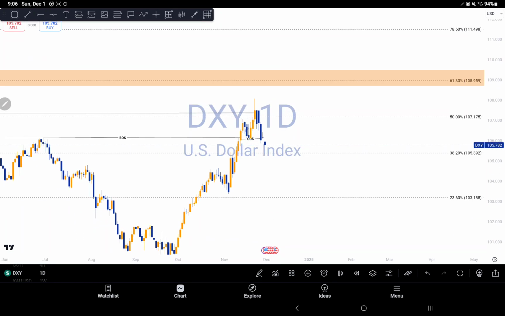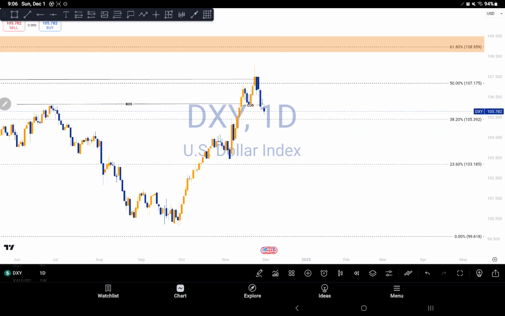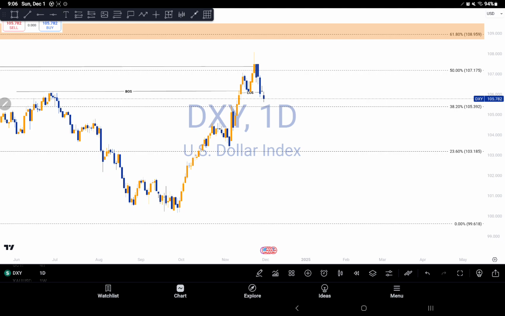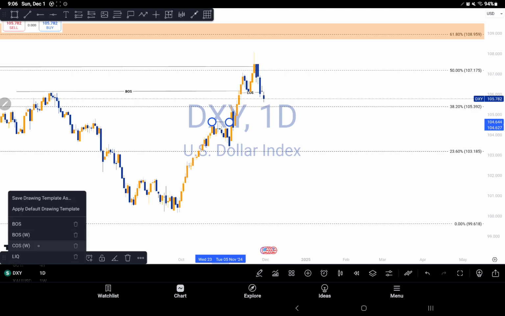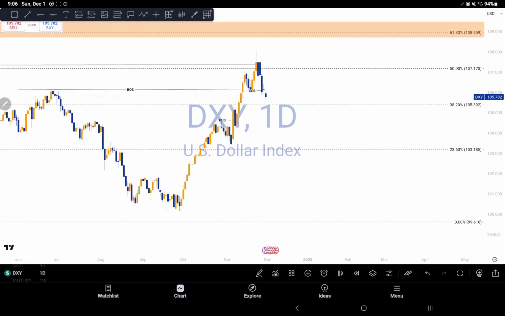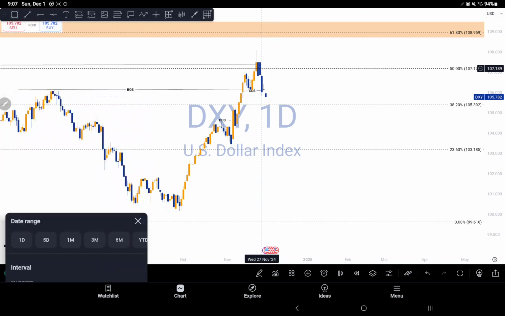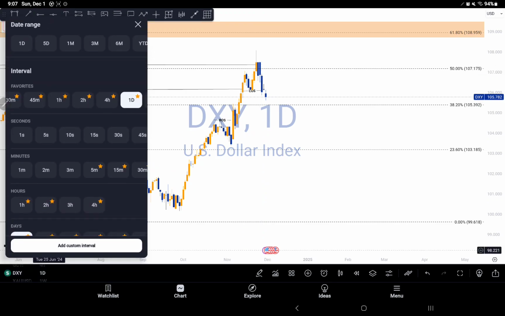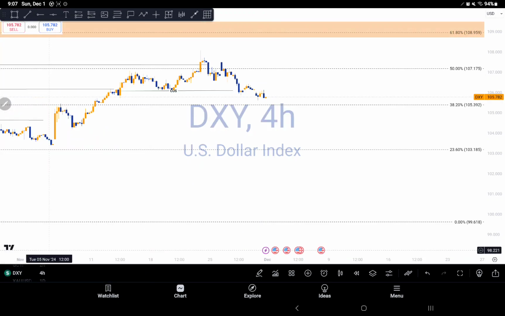So now let's see. We have an internal break of structure as well. So if you do this internal break of structure, this is the current price. We have this break of structure as well. There's another break of structure here, but I'll go to a smaller time frame to look at it further. Let's go to our 4 hour time frame.